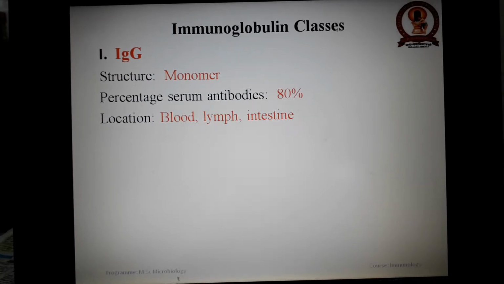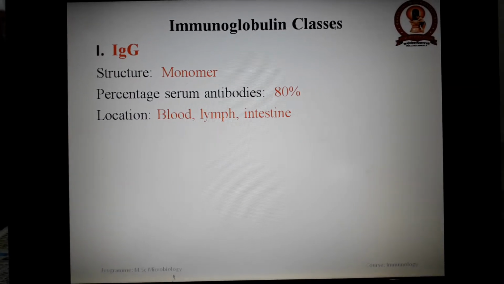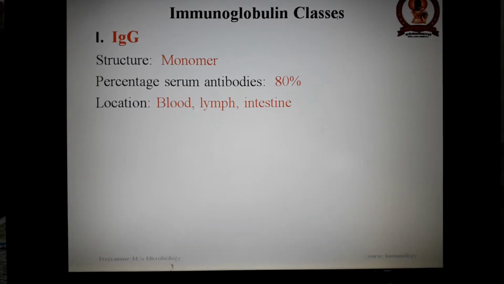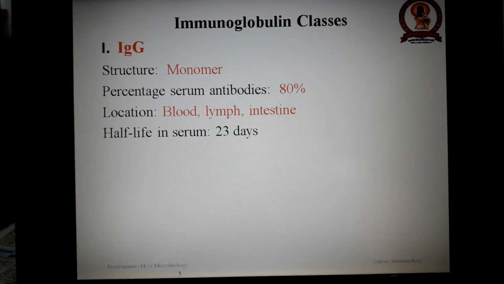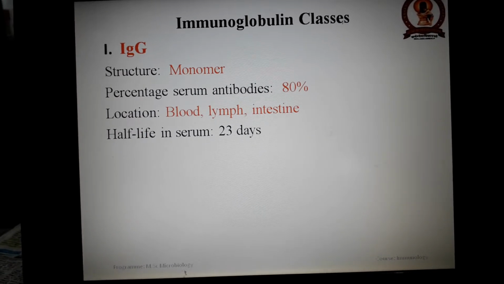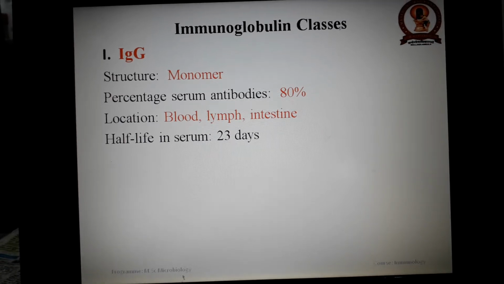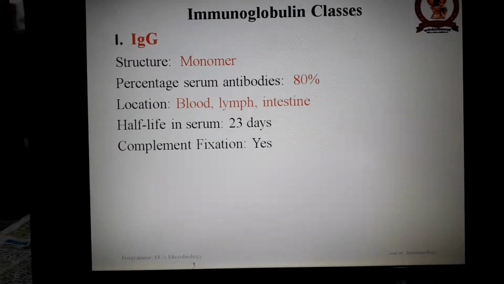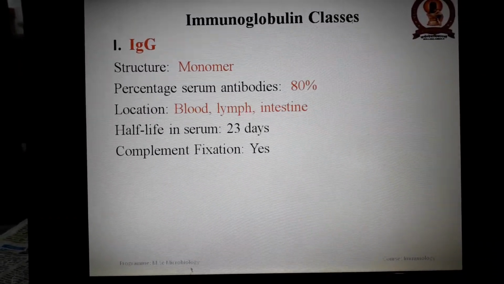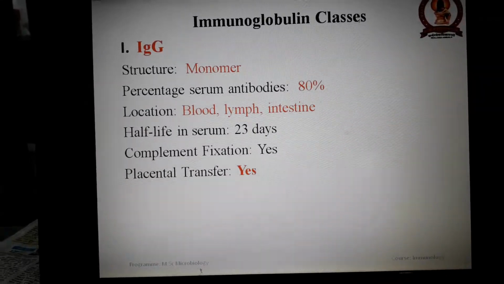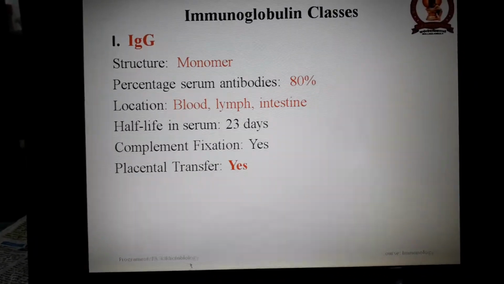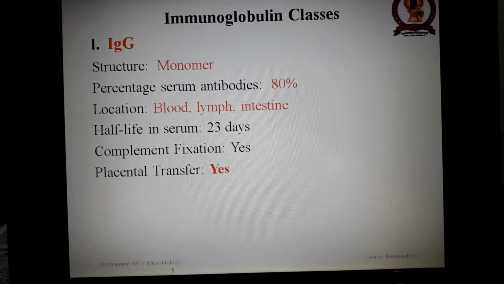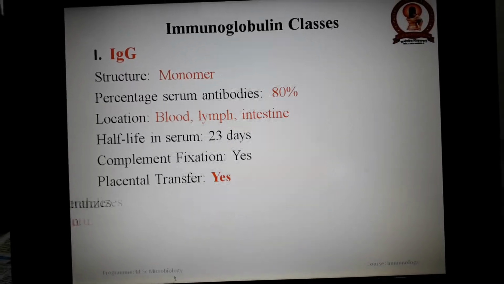Now comes where we can isolate this particular antibody. First of all, we can isolate it from the blood, then from the lymph, and then from the intestine. In the same manner, this antibody has a high half-life in the serum, which is 23 days. This antibody also shows complement fixation, and this is the only antibody which crosses the placenta, meaning this is the antibody which we get from our mother.